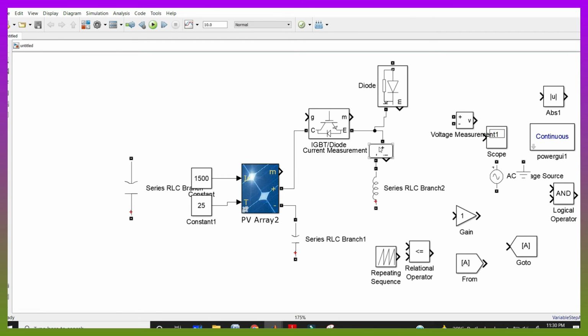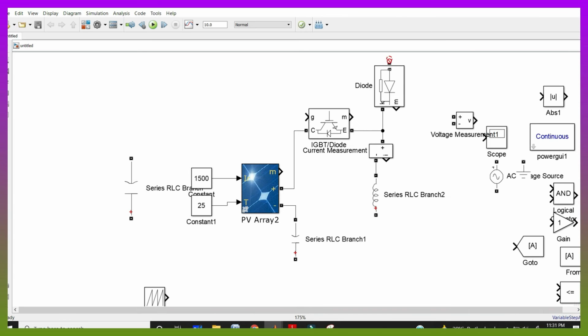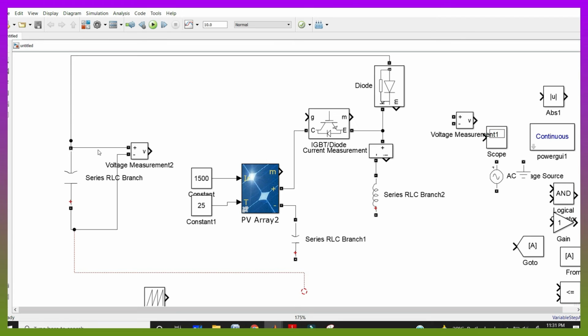So here, current measurement is nothing but the ammeter, so that's why I'm taking the series here. Now connect this diode to this capacitor, so connect like this to measure the voltage across the capacitor.